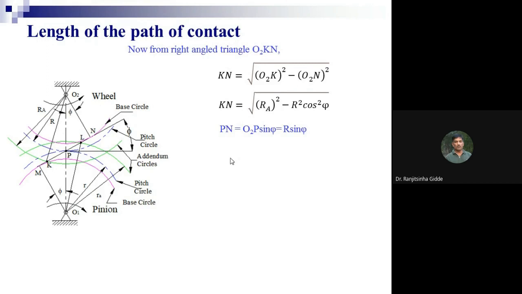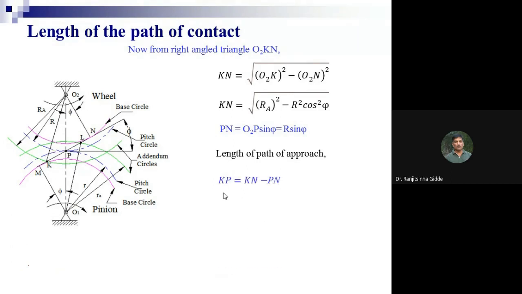Okay, now we got the value of kn, we got the value of pn. Then we can write kp. How to write kp? So kp is equal to kn, this total length, minus this pn, right? So this kp is nothing but the length of path of approach.